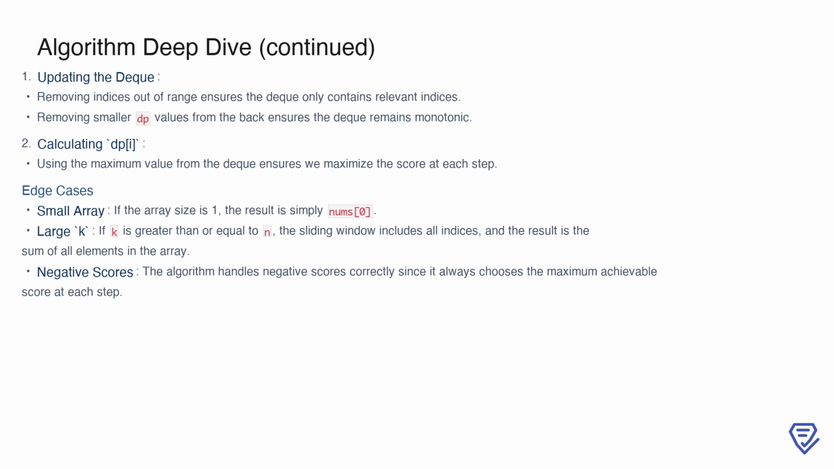When considering edge cases, the algorithm handles them naturally. For example, if the array has only one element, the result is simply that element. If k is greater than or equal to the array size, the sliding window includes all indices, effectively summing the entire array. Additionally, the algorithm handles negative scores correctly, as it always selects the maximum achievable score at each step, even if that maximum is negative. This robustness ensures the algorithm works correctly across a wide range of inputs.